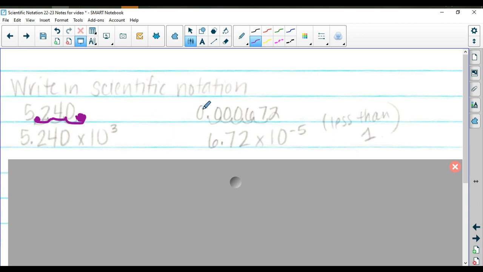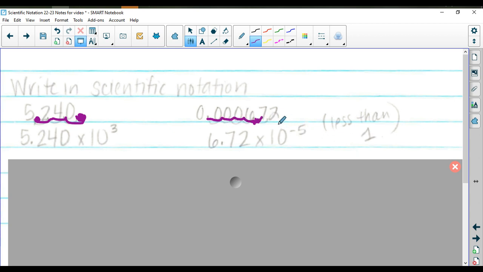For the next one, go ahead, write down 0.000672. Again, we want to make our first number a number between 1 and 10. So we're going to move the decimal point right here in between the 6 and the 7. When we move it here, we're going to have 6.72 as our number. And then we need to count. We need to move it 1, 2, 3, 4 spots.